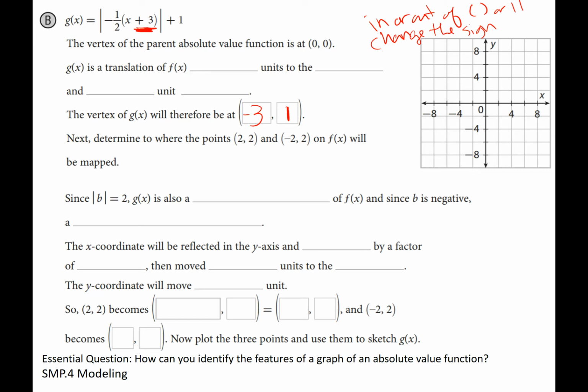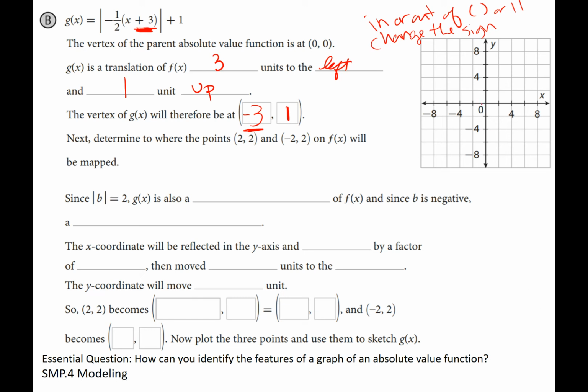All right, so let's talk about that translation now. The x value went to the left. So the translation, let me make sure I write it down, is 3 to the left. The left takes care of that negative for us. And 1 unit up. All right, so we've got that taken care of. I should plot that vertex. That's the next thing I'm going to do.